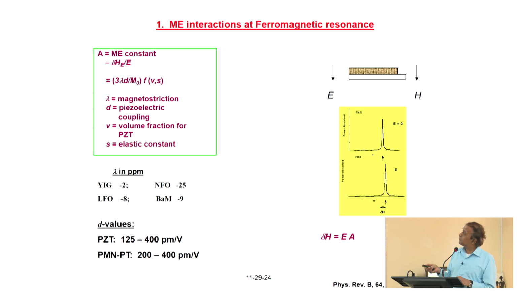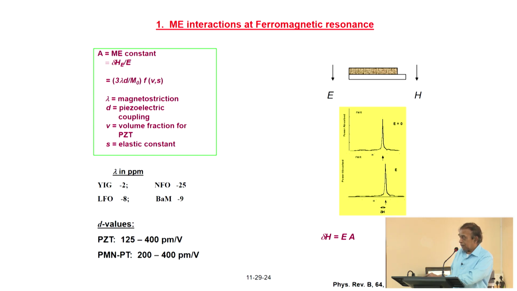Right, you are familiar with this picture where we show a bilayer of a ferrite and a ferroelectric, and then you excite ferromagnetic resonance in the ferrite, then you apply an electric field, there is a shift in the resonance field. So, you estimate the shift in the resonance field as a function of the electric field. Then you draw a graph relating delta H to E, and the slope of that would be the coefficient of the converse magnetoelectric coupling, this term A.